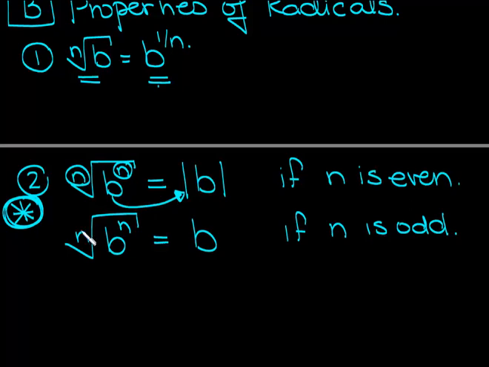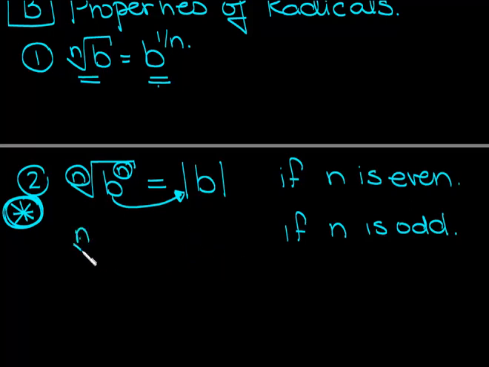On the other hand, if n is odd, if the index and the power are the same, you can think of them as negating each other, and then you just get b back. So that's a great way to write something without a radical. If you want to write something without a radical, we want to make sure that the power and the index are the same, so they will cancel each other and you'll just get the b back. Okay, so that's what we want to do.